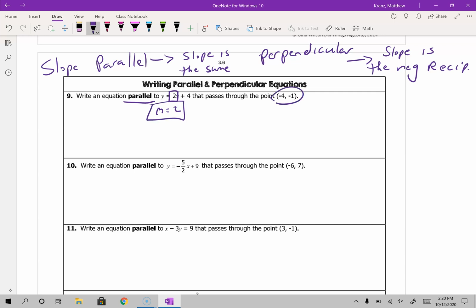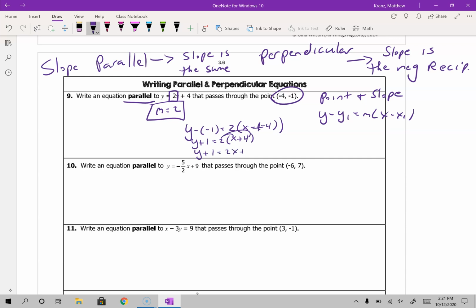And it passes through this point. Well, guess what we have? We have a point and a slope. So we can put it in our point-slope formula. y minus y1 equals m times x minus x1. So when we go ahead and we do that, we have our y minus our y equals our slope times x minus our x. Well, the negative negative is a positive, and that's a positive 2. Negative negative. And now we distribute. y plus 1 equals 2x plus 8.